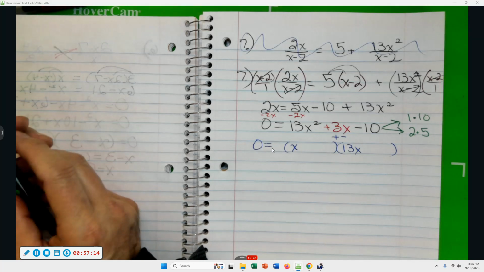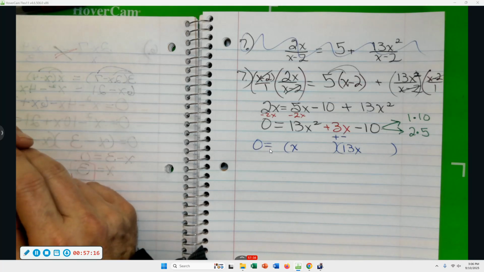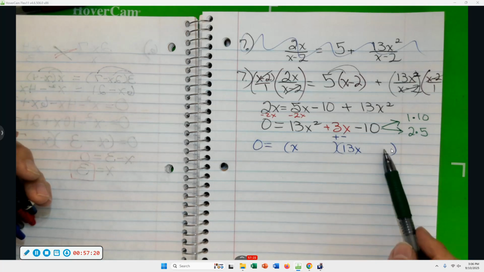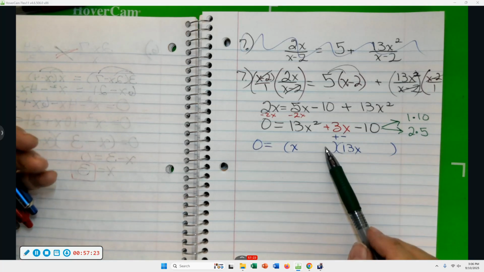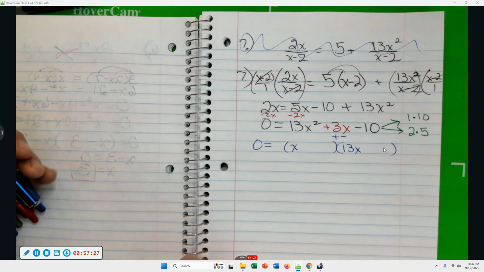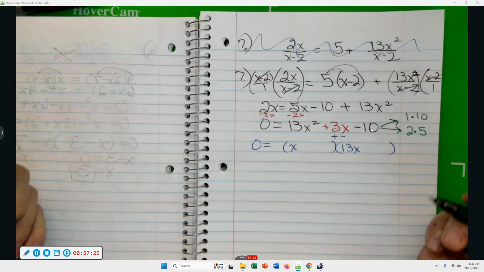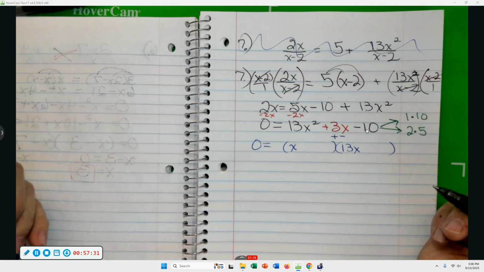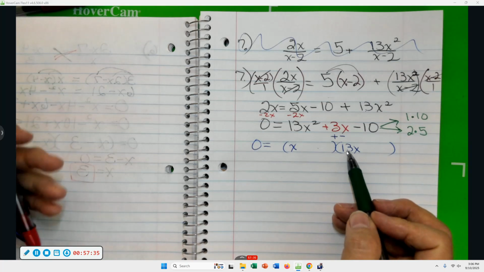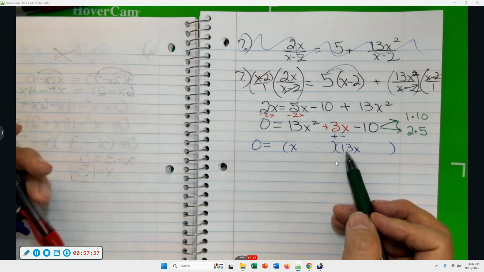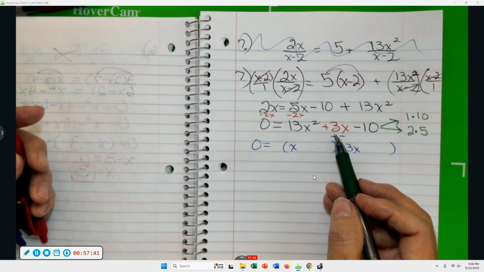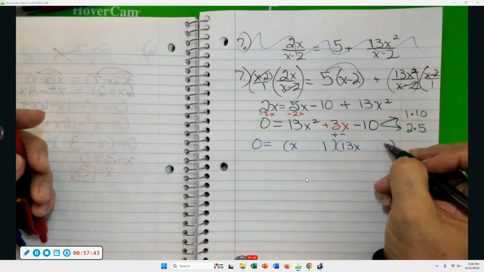Maybe 1 and 10. I think we're going to need the 1 and the 10. If you put the 2 and the 5, you get a 26 and a 5x. If you reverse it, you get a 65 and a 2x. And we're looking for the 3x. So we're going to need a 1 and a 10. If I put the 10 there, 10 times 13x, what's that giving me? 130x? That's way off, isn't it? We better put the 1 there and the 10 there.